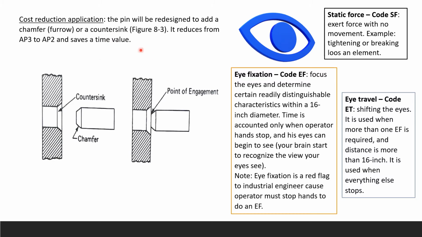Here, when you look at the cost reduction application, you can see this is just an exaggerated drawing, and you see the pin will be redesigned to add a chamfer, that's your furrow, or a countersink. So it reduces from AP3, that's your alignment position, 3 units going, to alignment position, 2 units going, and saves a time value. So here, that's your point of engagement, and they are adding a little countersink right there. So we are able to reduce AP3, that's your distance, 1 unit off for that distance. So 3 to 2, we can reduce it. That way we can save some more time, okay?